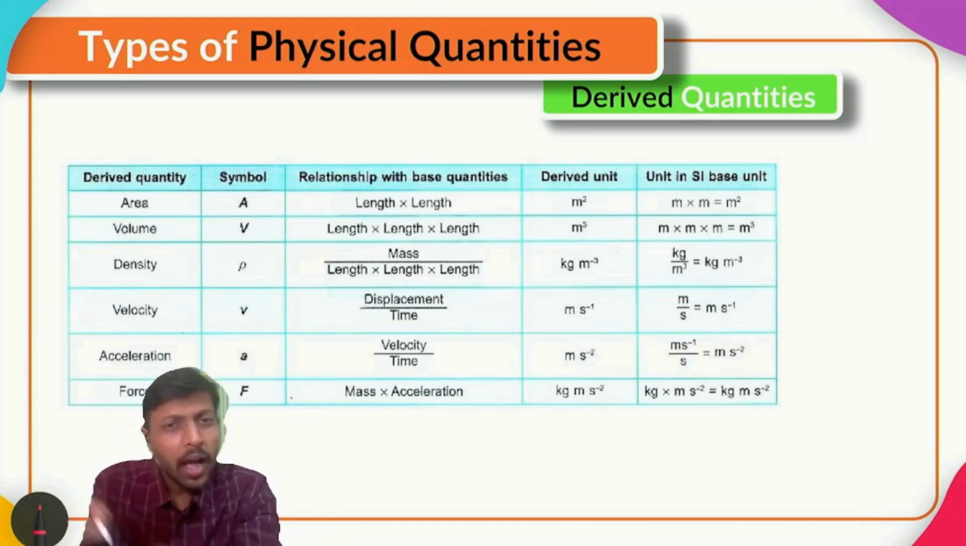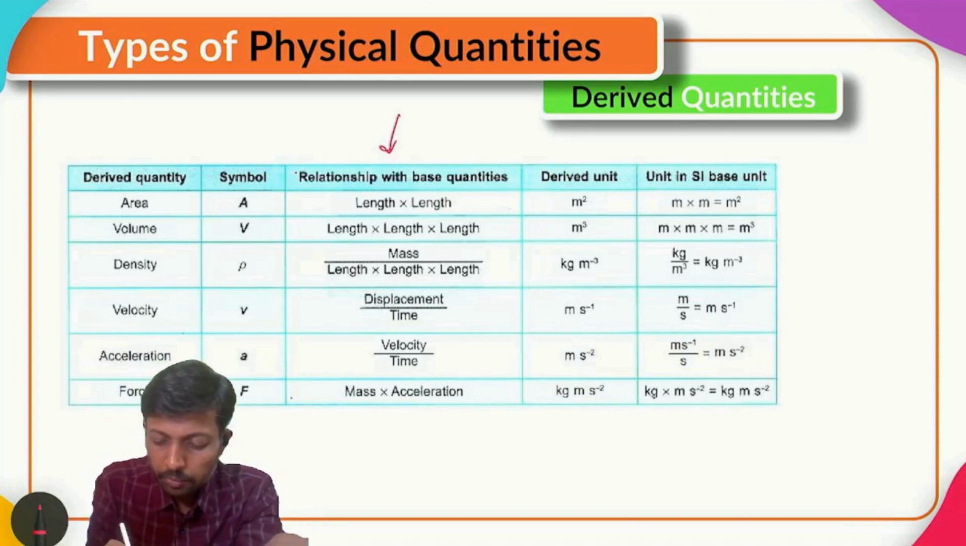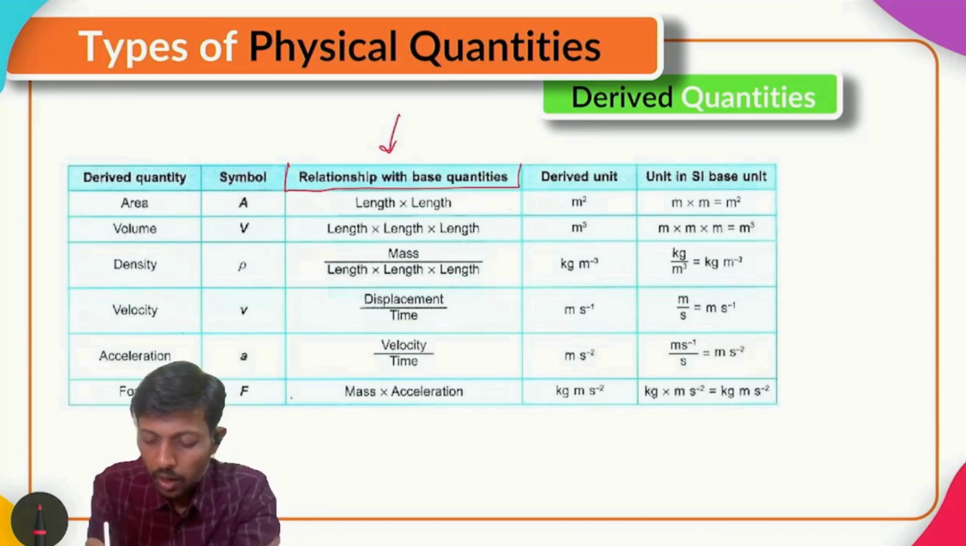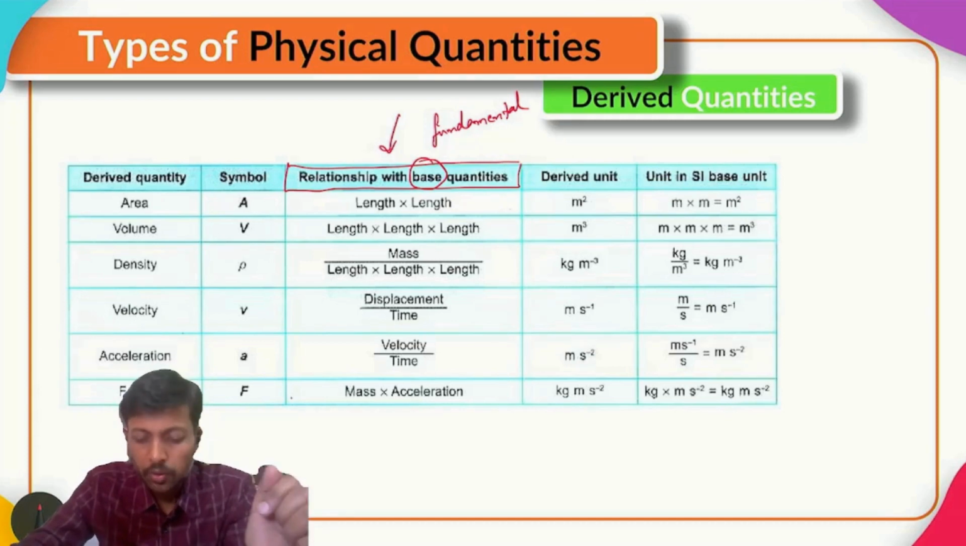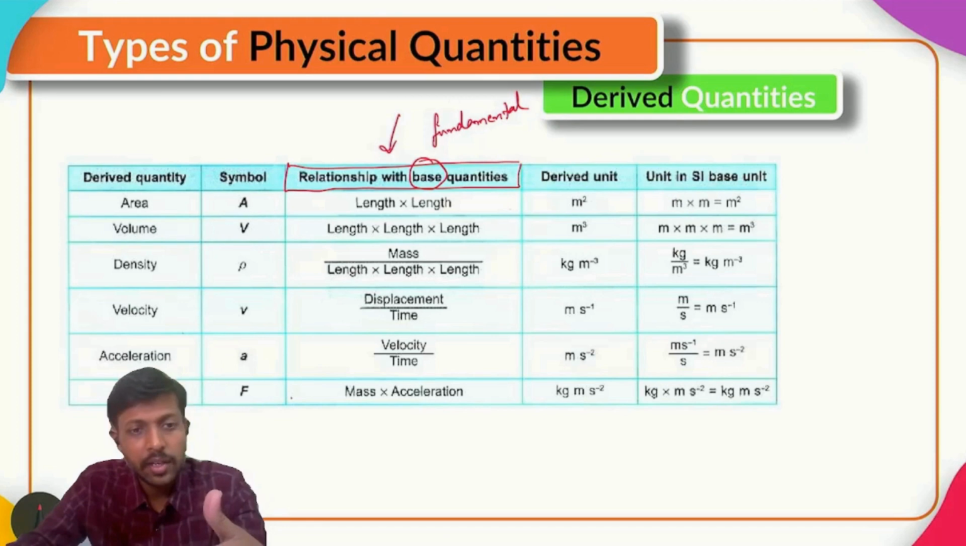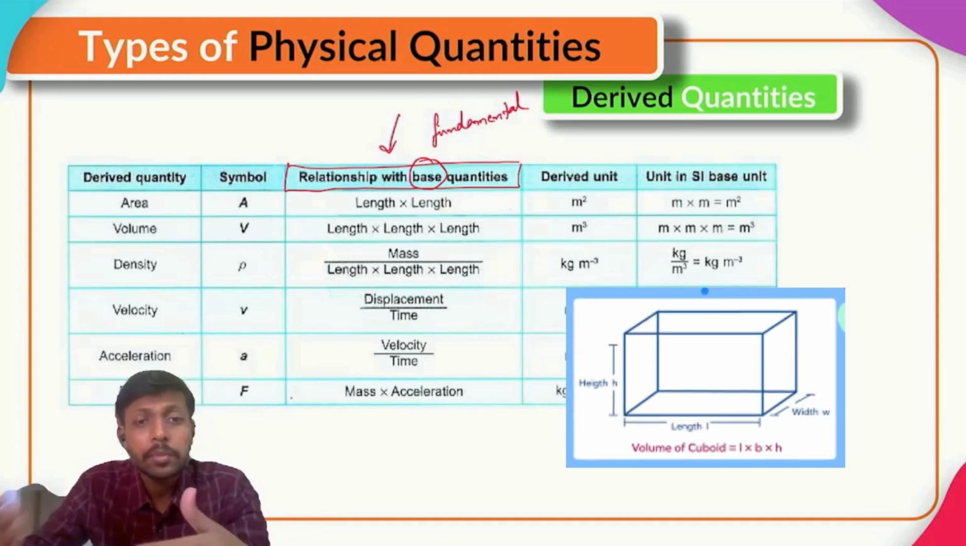How is it derived from fundamental quantity? Look at the third column. This will show you how it is related with fundamental or base quantities. It's the same. Fundamental and base quantities are the same. Now, area, it's length times length. Volume is length times length times length.